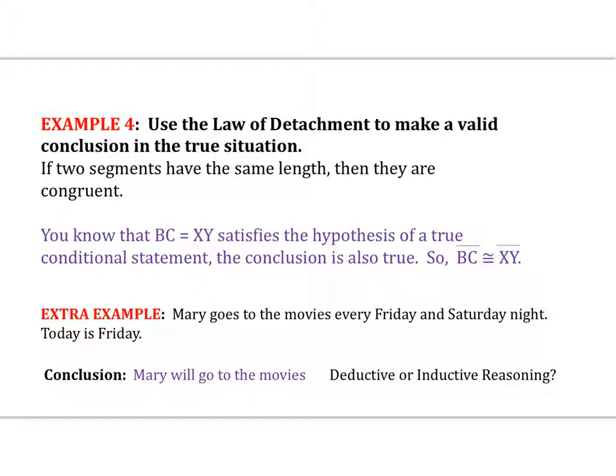Just a quick refresher. Inductive reasoning is based on observation of patterns. Deductive is based on law, properties, definitions, etc. So, are we making an observation, or is this a rule or a law that helps us decide that Mary will go to the movies? This is an example of inductive reasoning. We're using a pattern of behavior to decide that Mary will go to the movies.